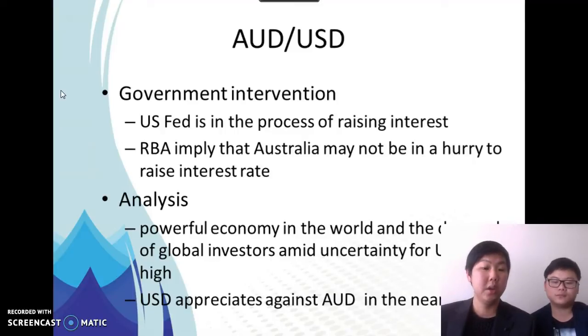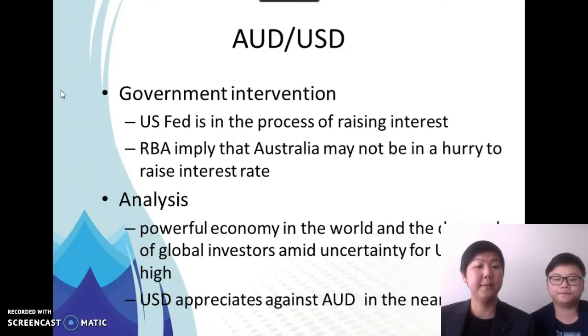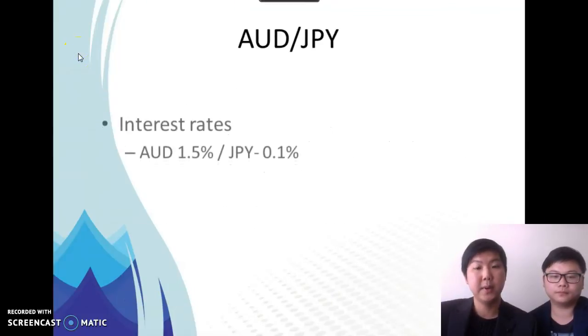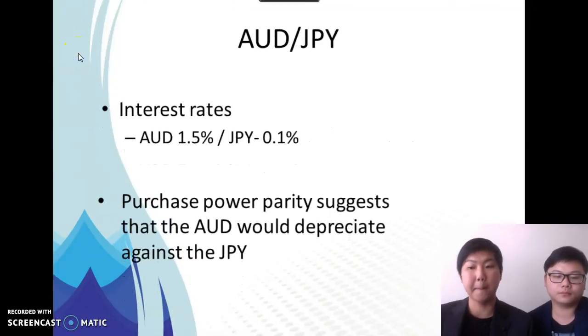And the US still has the most creative and powerful economy in the world, and the demand for global investors amid uncertainty for US is high. Therefore, combining all these factors, it is likely that USD appreciate against the AUD in the near future. And next part will be Han Yang will take over.